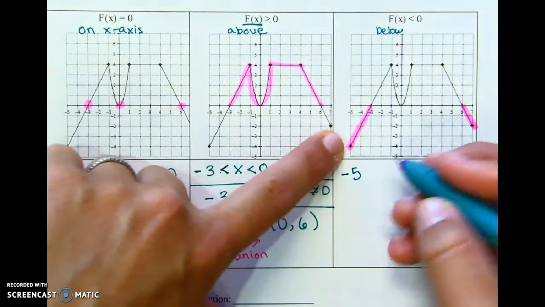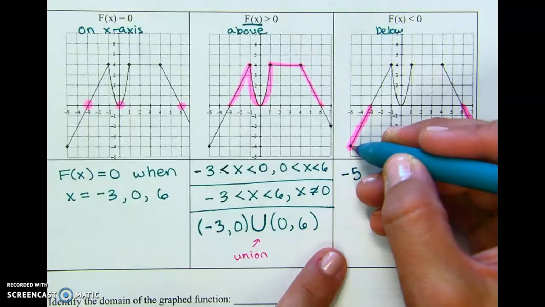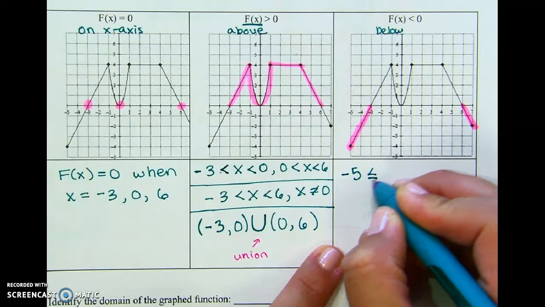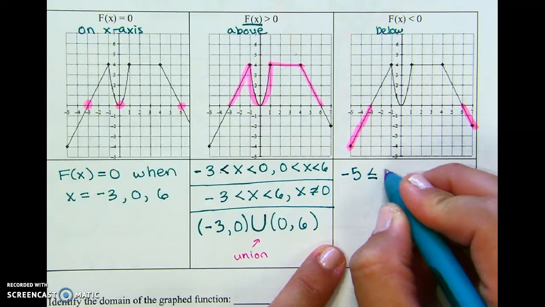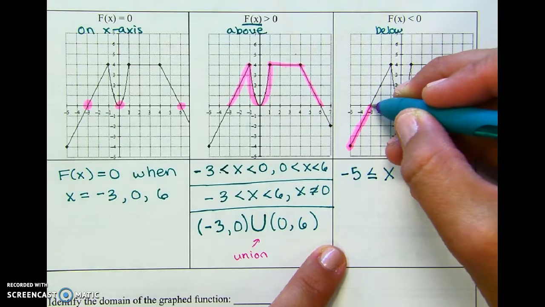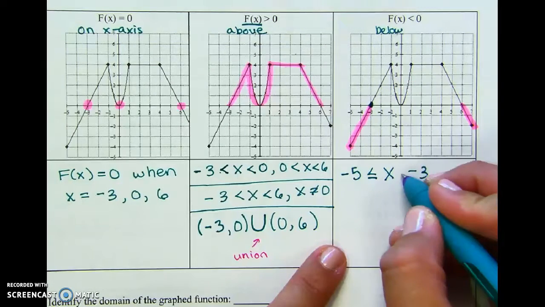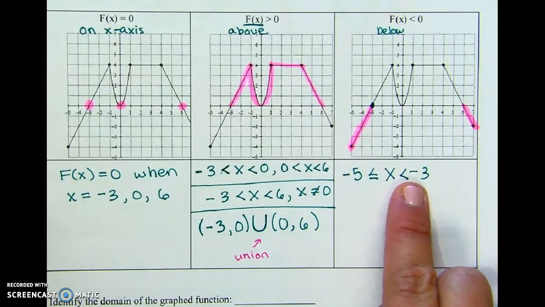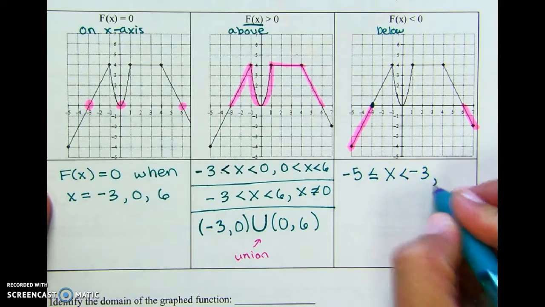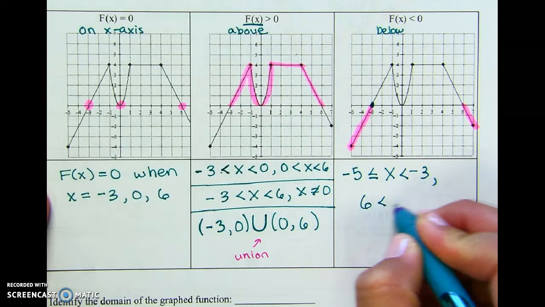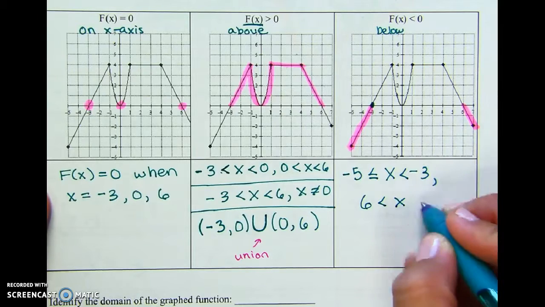-5. Okay, are we going to include -5? Is -5 below the x-axis? Yes. So we're going to include it with an equal sign underneath, sorry. Now, you ready? Is -3 below the x-axis? Why not? It's on the x-axis. So we're not going to include the -3. So we include the -5, but not the -3. Okay, how do we apply that to this piece over here? Are we going to include the 6? No. Are we going to include the 7? Yes.